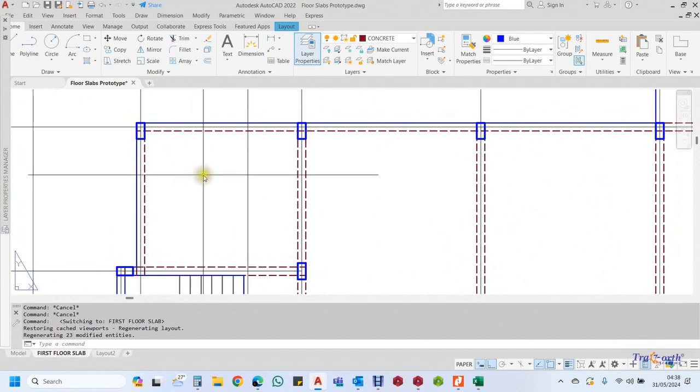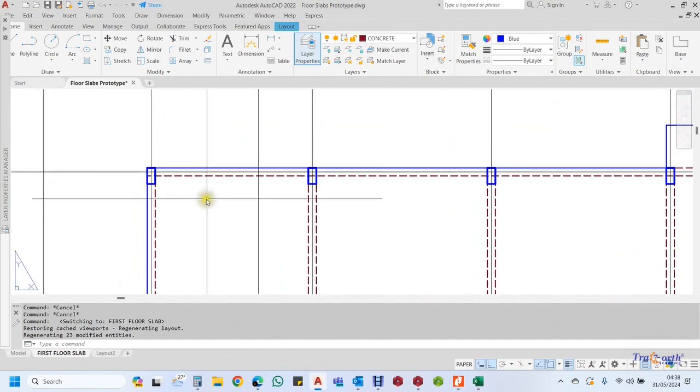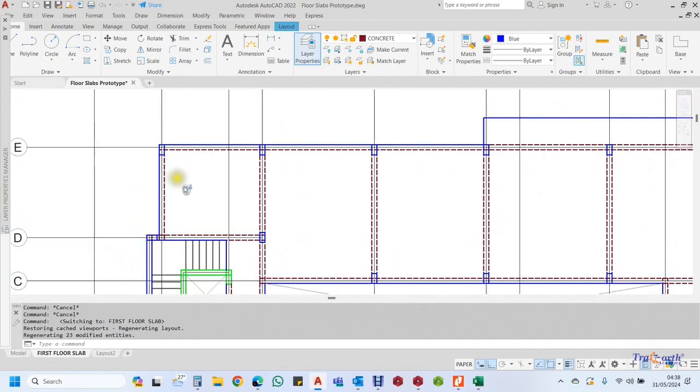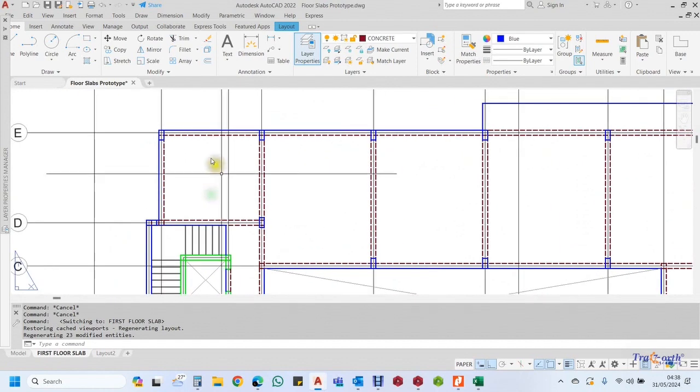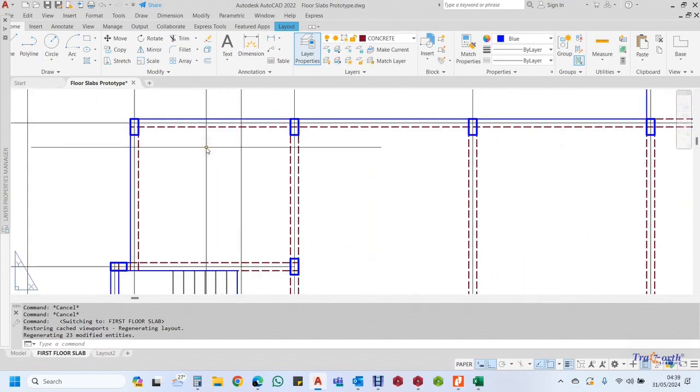Okay, so in this case, you want to look at each of the panels, to see when you have a one-way slab, or a slab supported by four edges on the beams.